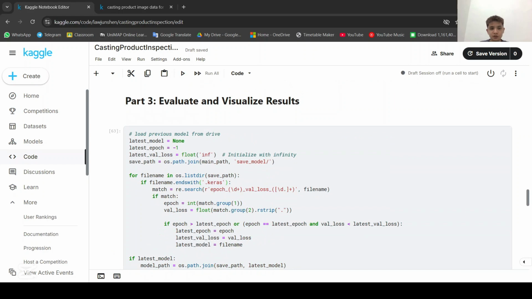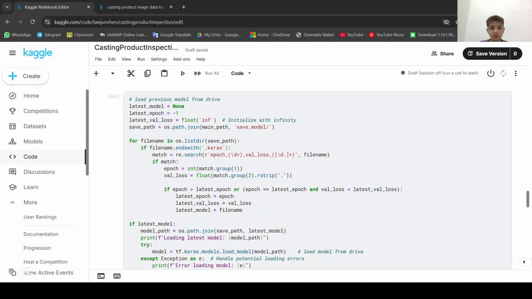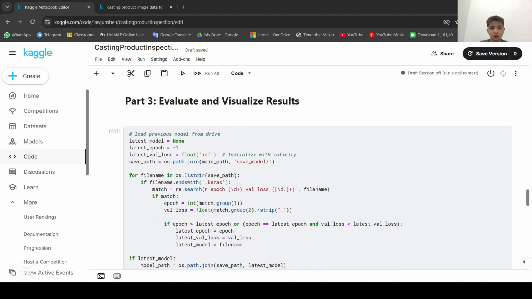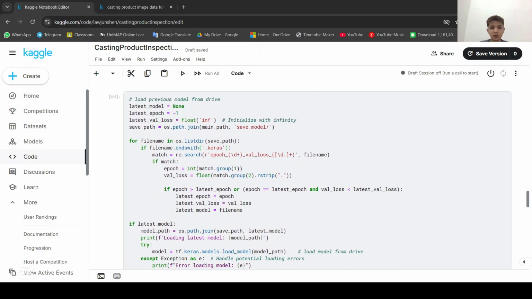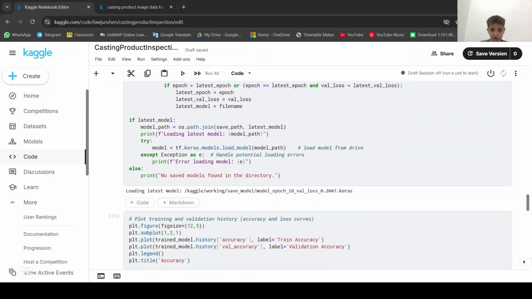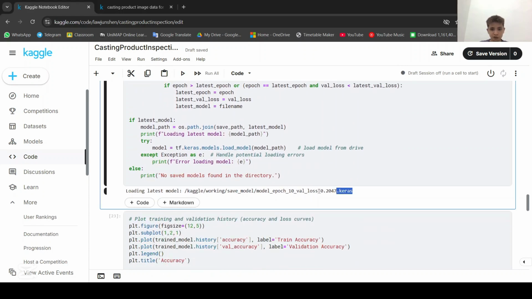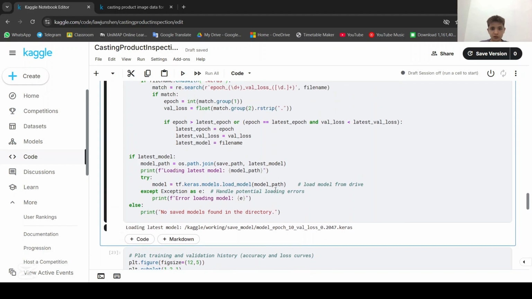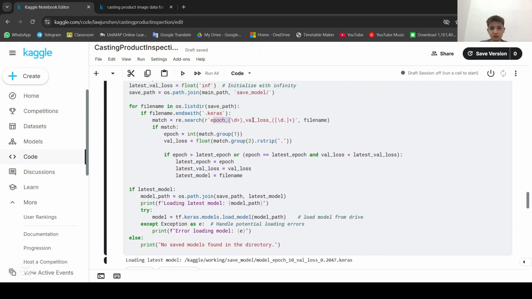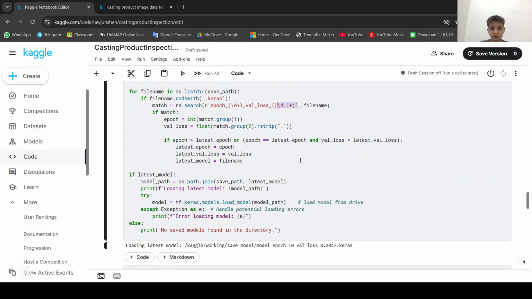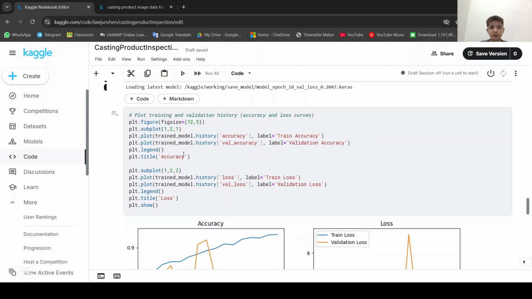So the next part is part three. We evaluate and visualize the model after the training process. This is the program that I wrote to call out the best model that we saved in our storage. As we can see, the prompts. We call it by using the naming epoch and also the minimum validation loss.